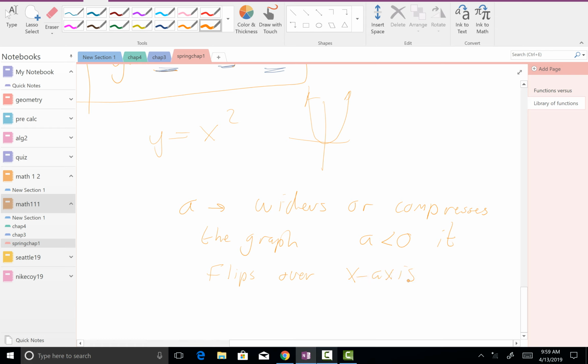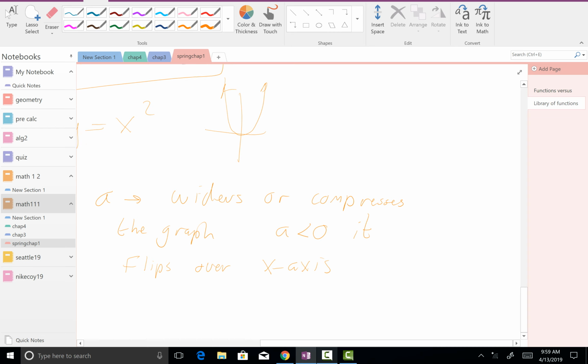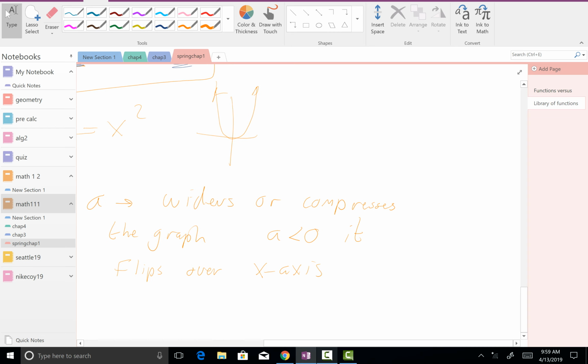Okay. So we've got widen or compress the graph. If A is less than 0, it flips it over the x-axis. And if it's 0, obviously it goes away. All right. So that's great. Anything else?